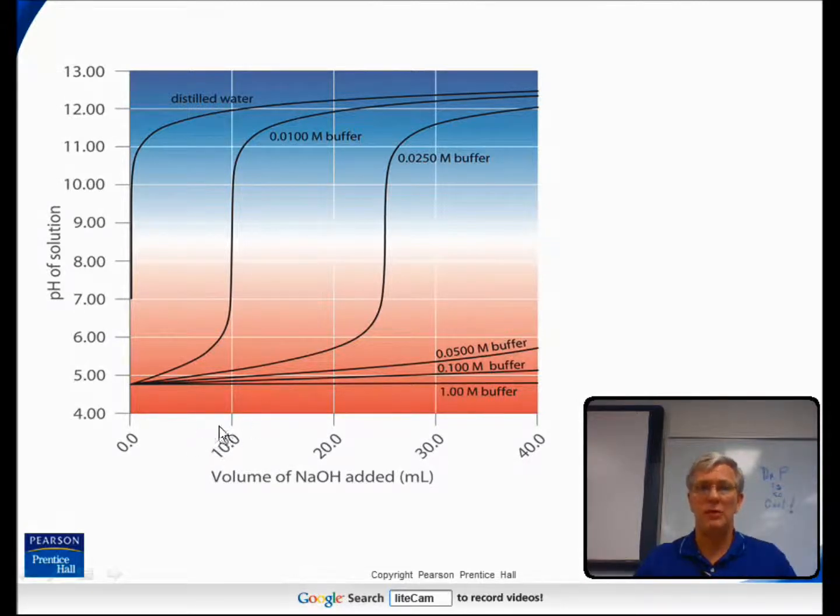Notice what happens as we're adding more and more sodium hydroxide to the pH. You can see the pH of this solution changes very little. So a buffer is a chemical that helps to keep the pH of a solution from changing very drastically, even though acids or bases are being added to it. Okay, and I think that's as much as I need you to know for now.